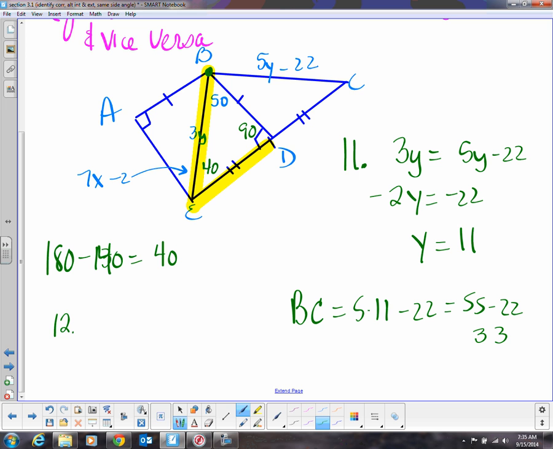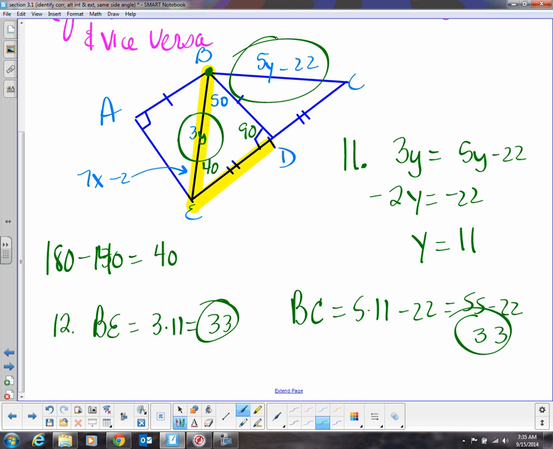How do we get BE now? So it's going to be 3 times 11 or 33. Oh my gosh, they're equal. Should they have been equal? Yes, they should have been equal. That was the perpendicular bisector theorem. Any other questions?